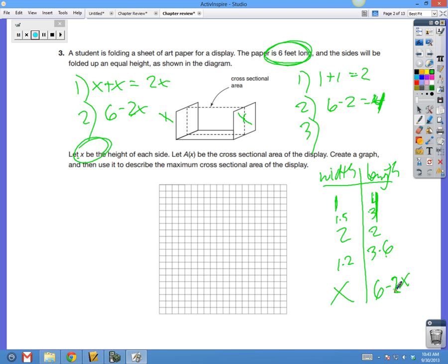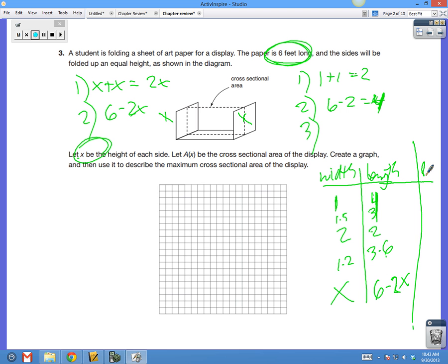Okay, now add one more column. This is going to be the same on the test. Now that we've got the width and the length, how do you calculate the area? You just multiply them, all right? Length times width. 1 times 4 is going to be 4. 2 times 2 is also going to be 4. And I don't know what 1.5 times 3 is or 1.2. But this is what I want to know. What is the area if your height is X and your length is 6 minus 2X?